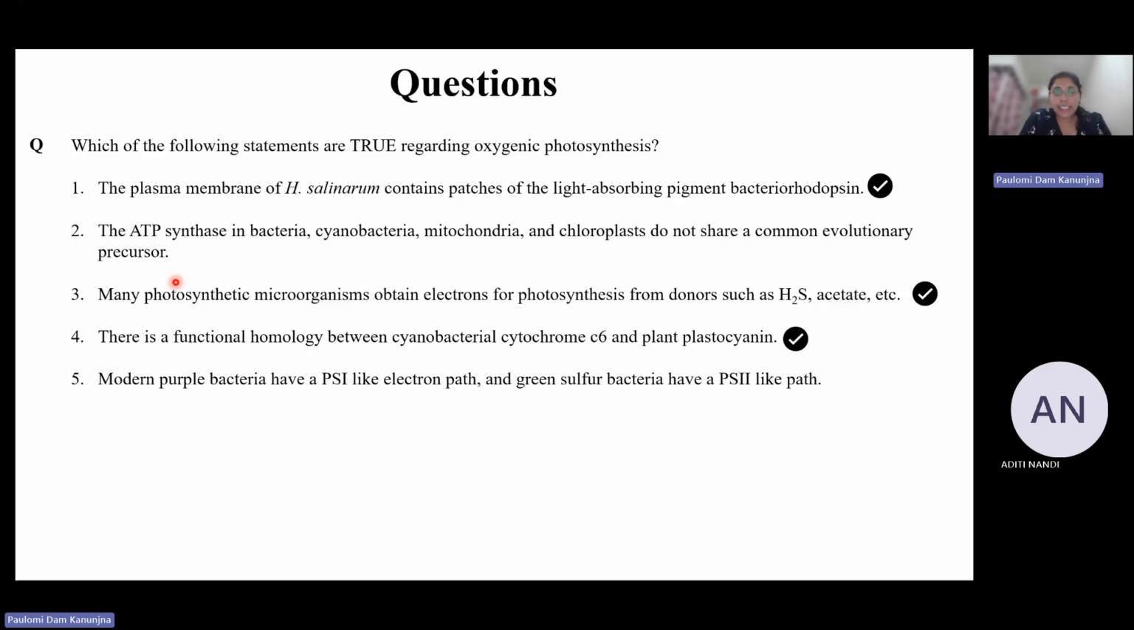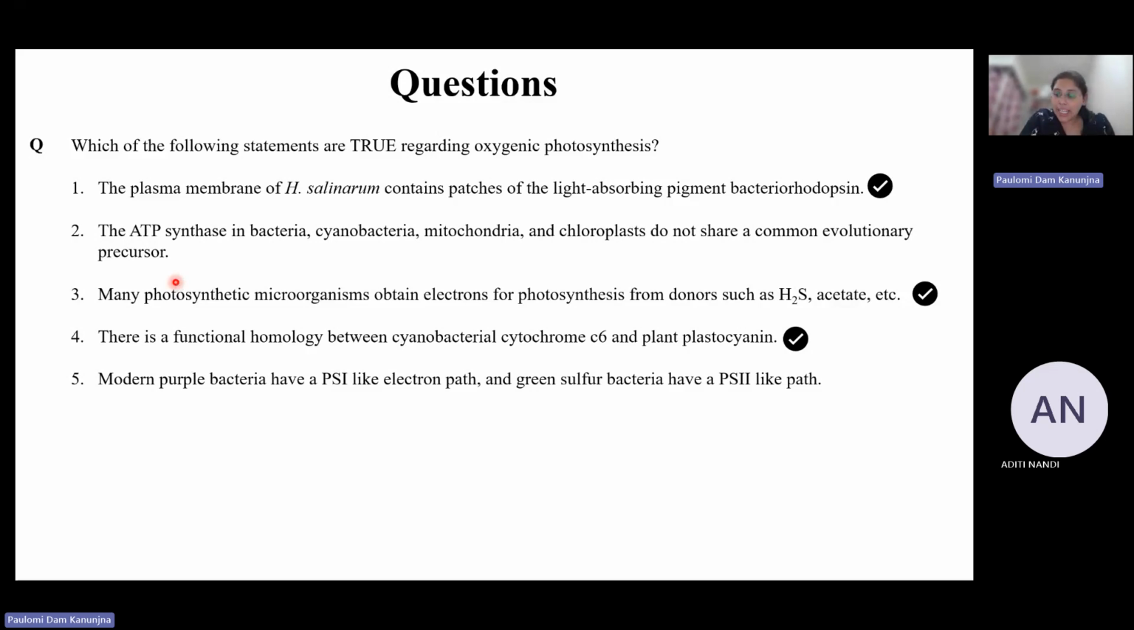Right. The fourth one says there is a functional homology between cyanobacterial cytochrome C6 and plant plastocyanin. When you look into the overall machinery of photosynthesis, you will see that there is a functional homology between cytochrome C6 and plastocyanin. Both of them are part of the electron transport chain, and both transfer the electron to the cytochrome B6f complex. Plastocyanin does the same, right? So they both do the same function. That's why there is a functional homology.